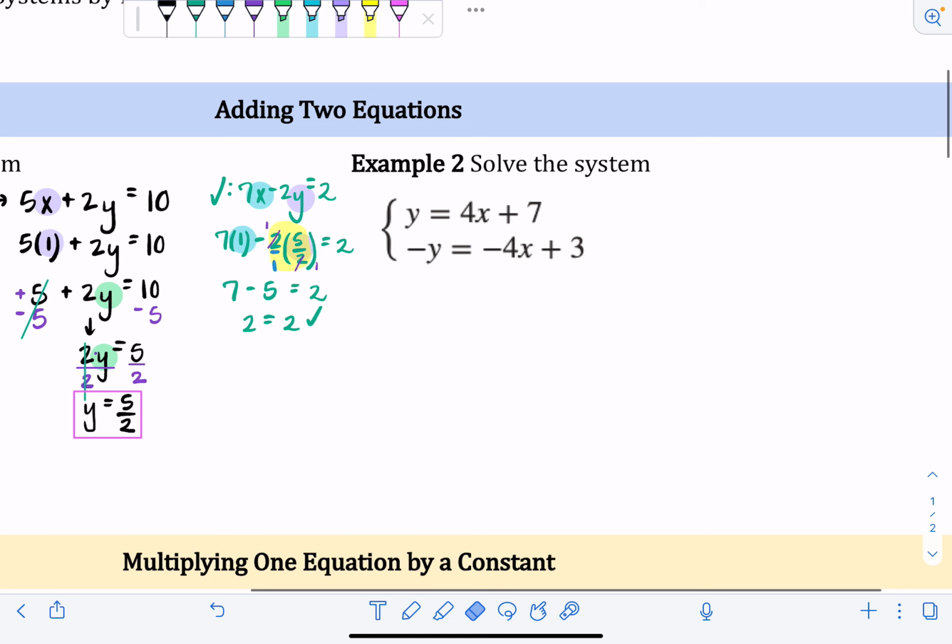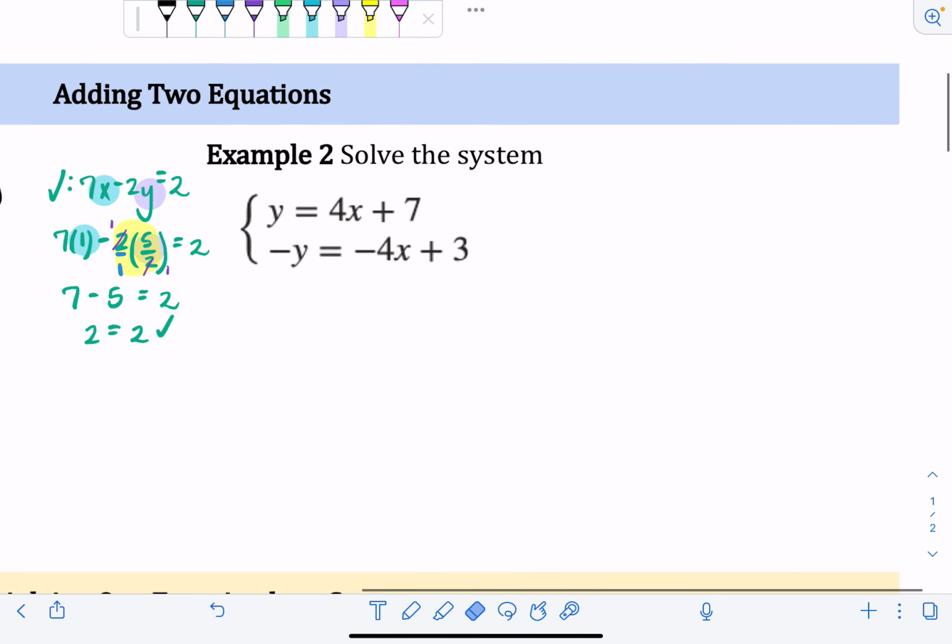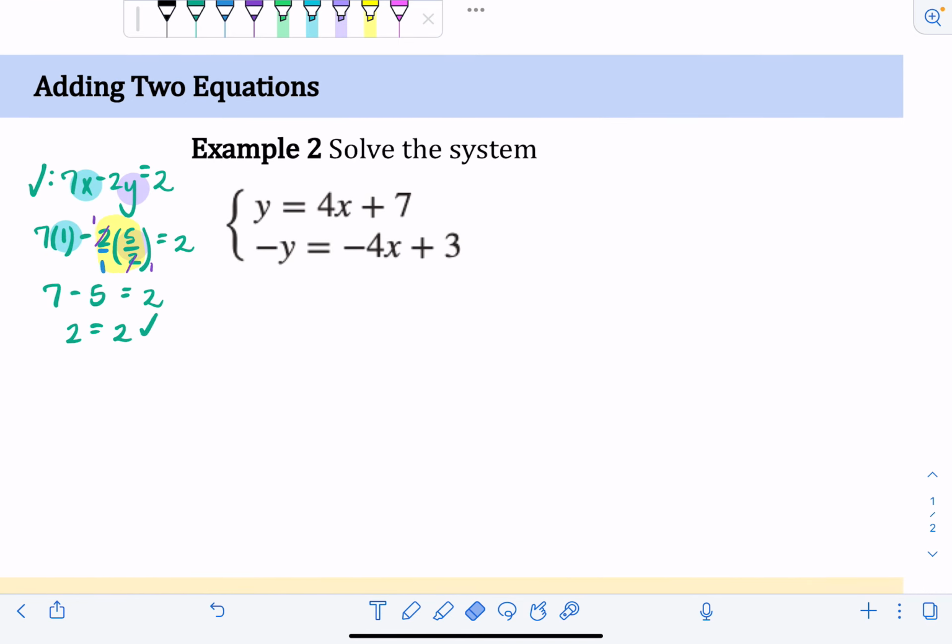Okay, example 2. Solve the system y equals 4x plus 7 and negative y equals negative 4x plus 3. So looking at the system, it kind of looks like the problems that we use for substitution, and this wouldn't be a bad problem to use substitution as your method. We're just going to use elimination since we're practicing it here, but when it comes down to it, you ultimately have the decision to decide, and if you decide you like one method more than the other, for problems like this, you can decide which way you want to go about it.